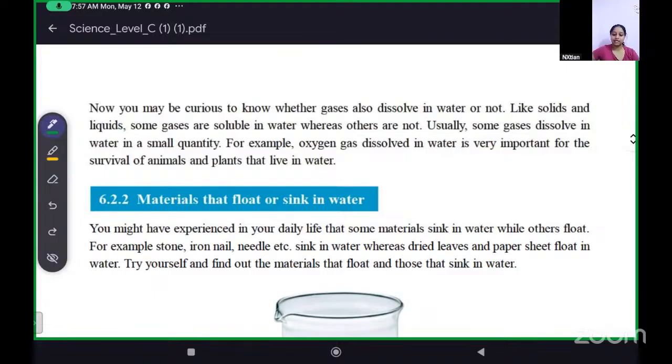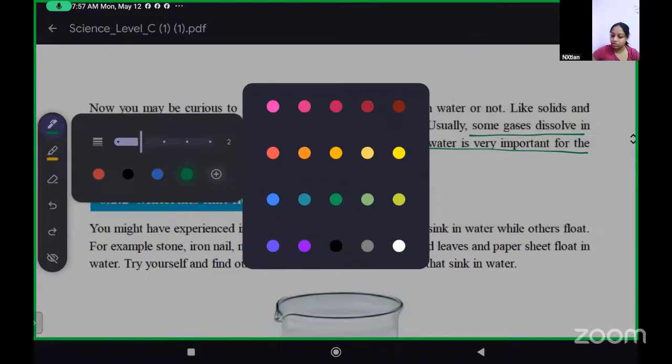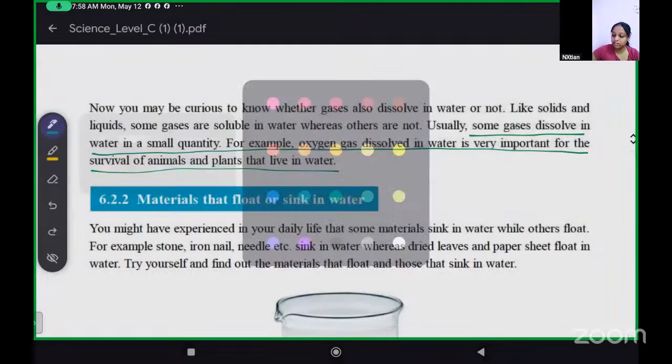Usually, some gases dissolve in water in small quantity. An example is oxygen. We know how the animals living in the water breathe because they have small molecules of oxygen dissolved in the water.